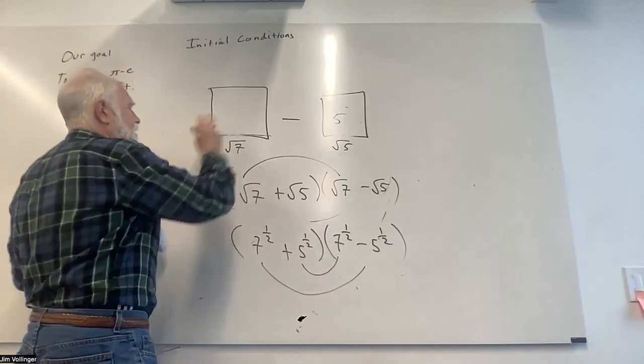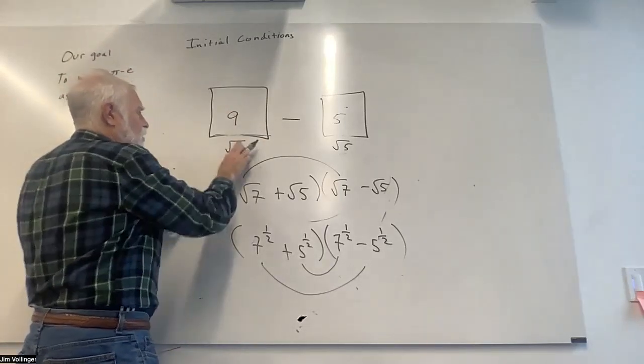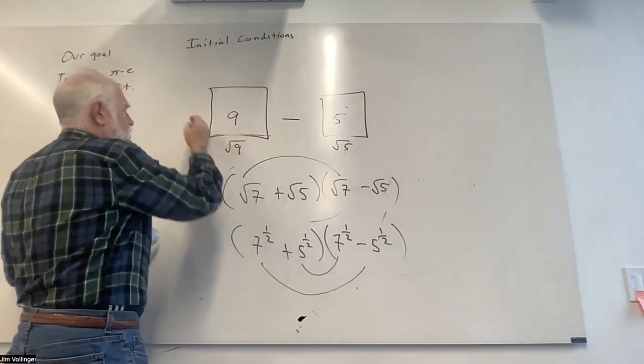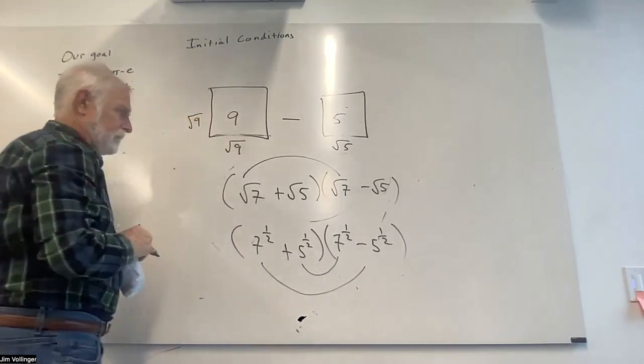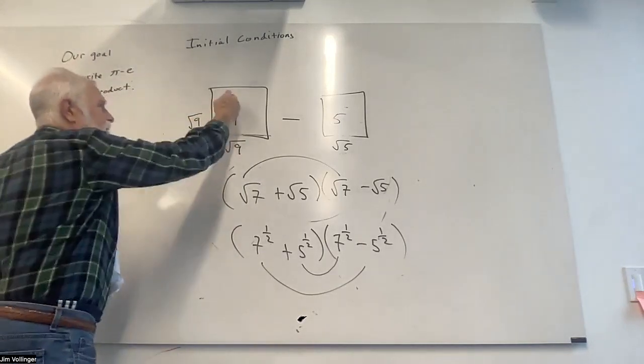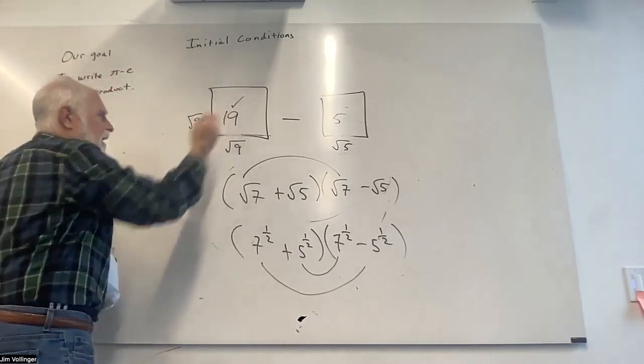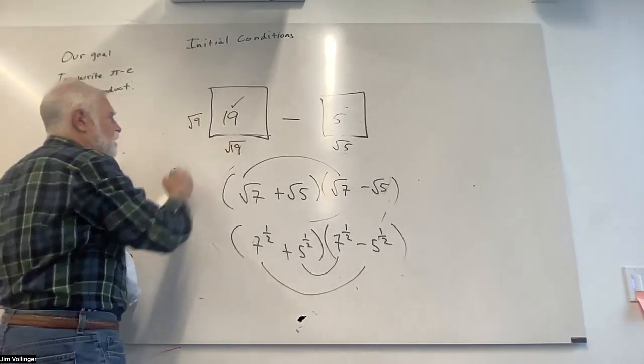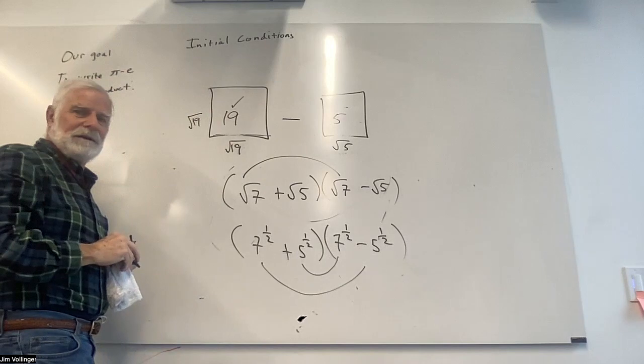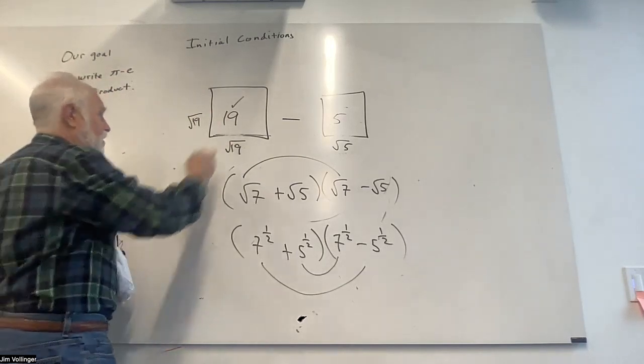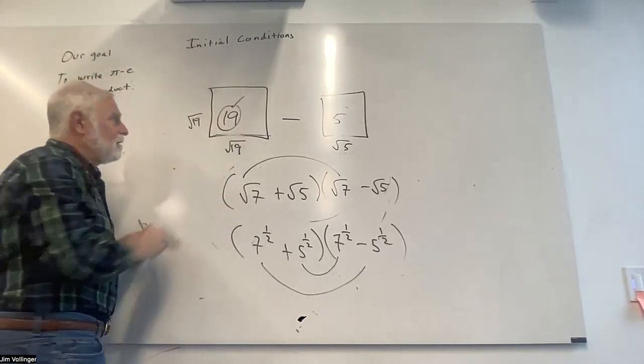Let's do 9. What's the square root of 9 times the square root of 9? By golly, I think it's 9. Let's make it 19 now. What's the square root of 19 times the square root of 19? Put it in a calculator. You're going to get 19.